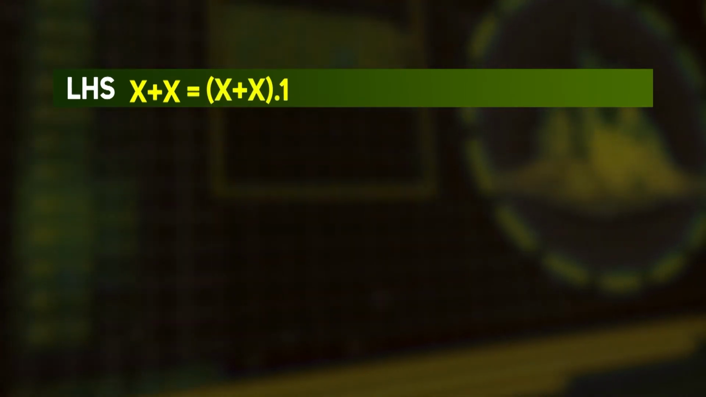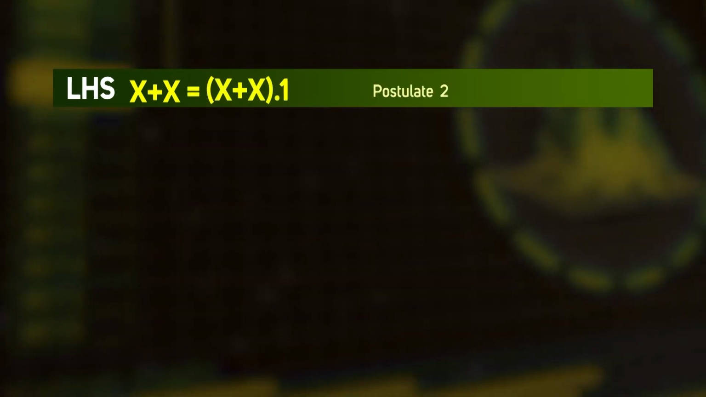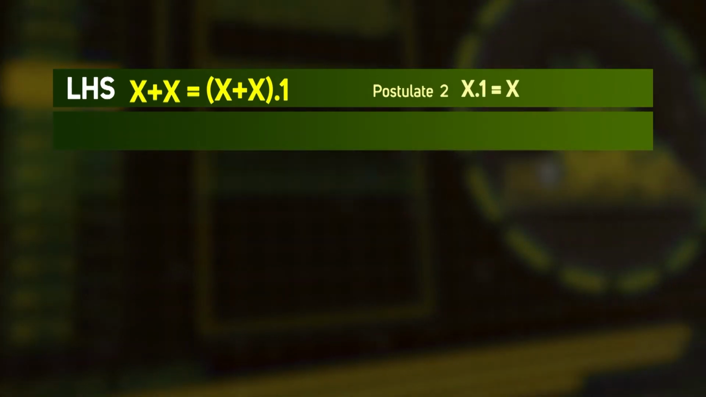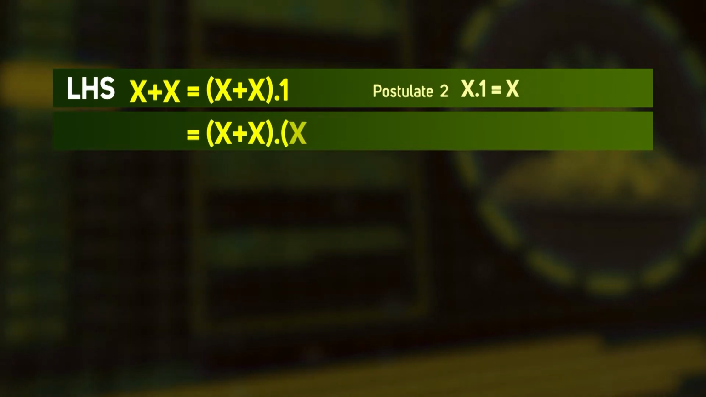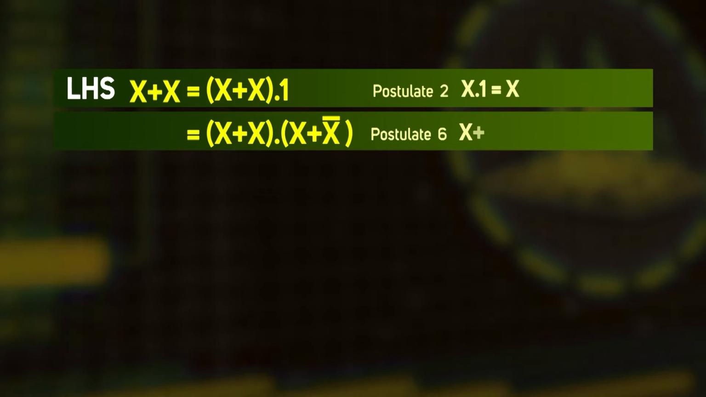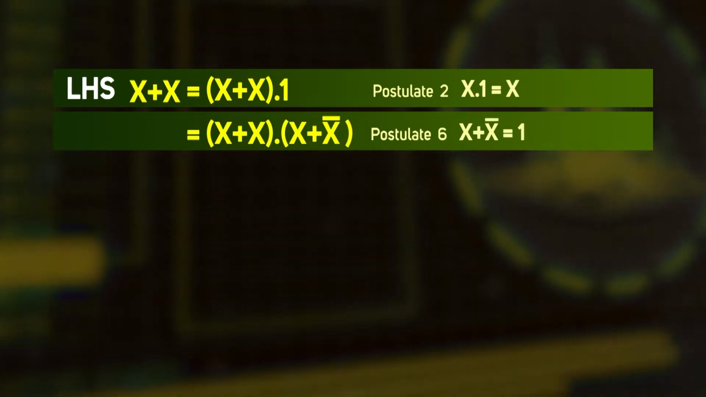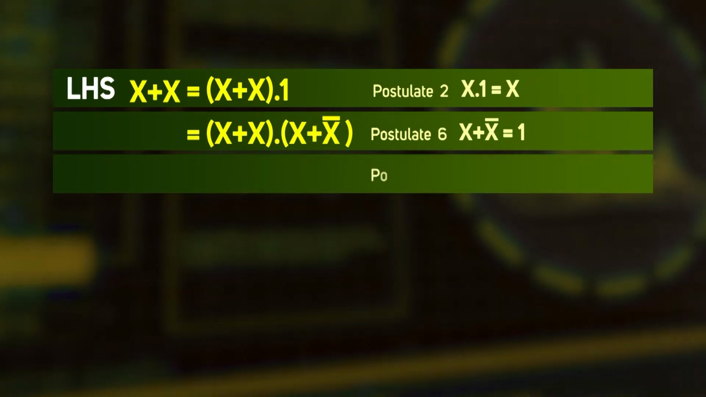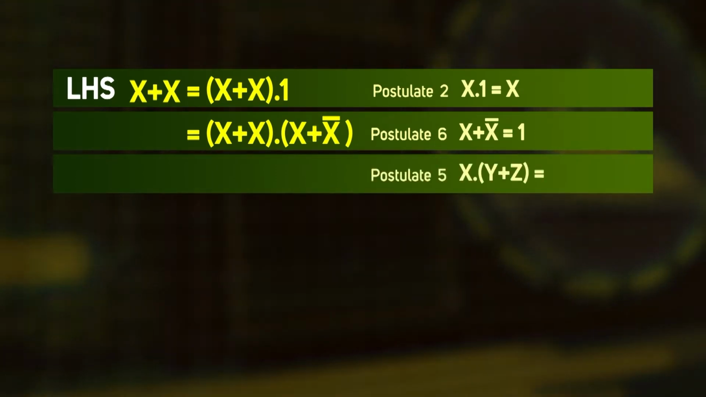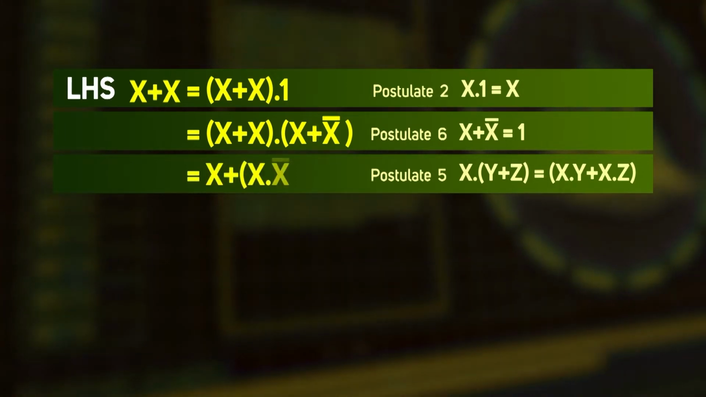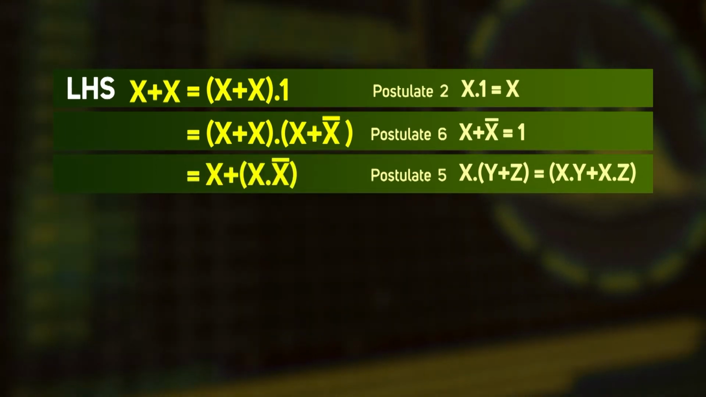That can be written as x plus x dot 1 by postulate 2, that is x dot 1 equal to x, which can again be written as x plus x dot (x plus x bar) by postulate 6, which says x plus x complement equal to 1. The next step can be easily deduced using the distributive law, that is postulate 5, and the expression can be written as x plus x dot x bar in bracket.